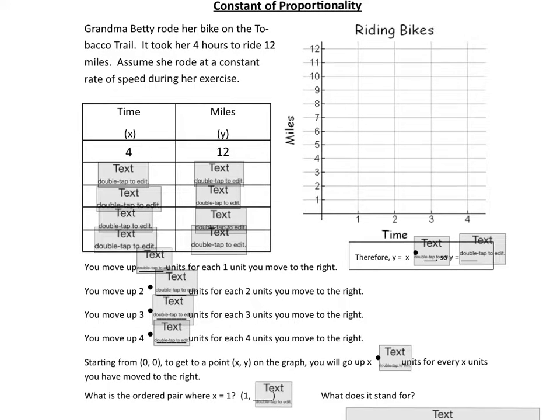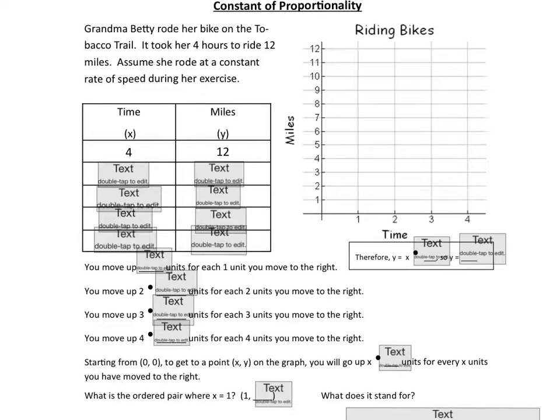Now let's take a look at constant of proportionality in a word problem setting. Grandma Betty rode her bike to the tobacco trail. It took her 4 hours to ride 12 miles. Assume she rode at a constant rate of speed during the exercise. So when we look at the table, notice that I put time and miles. So it took her 4 hours to ride 12 miles.